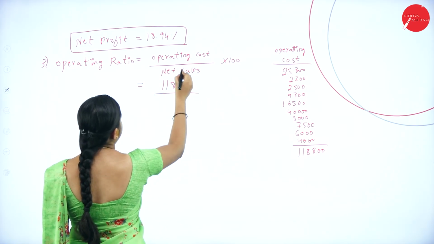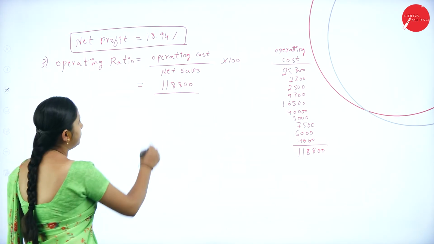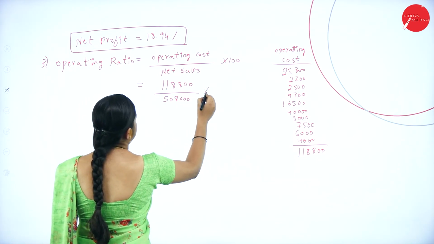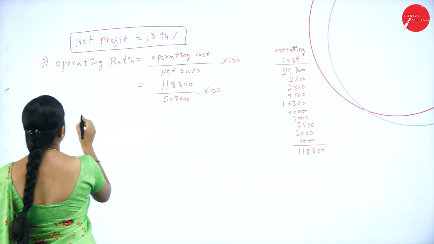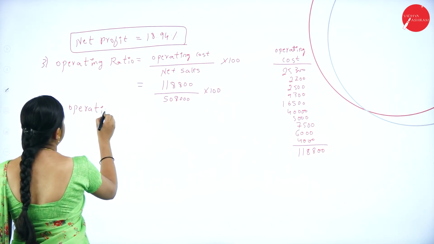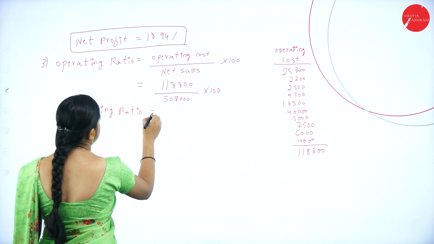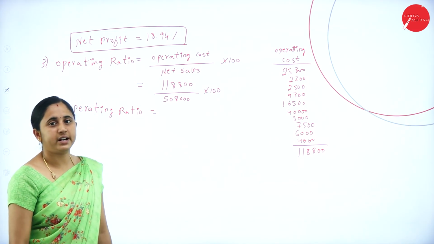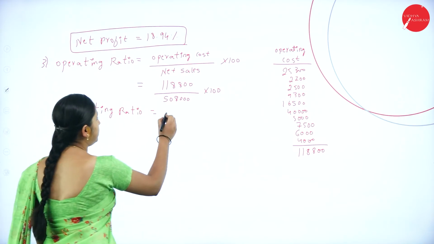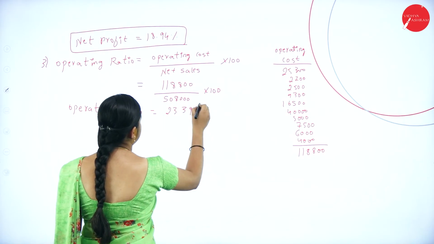1,18,800 divided by net sales, net sales 5,08,000, into 100. So operating ratio is equal to 1,18,800 divided by 5,08,000 into 100. Answer: 23.39%.